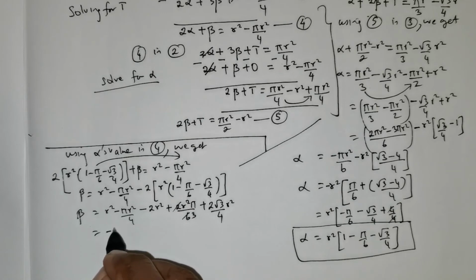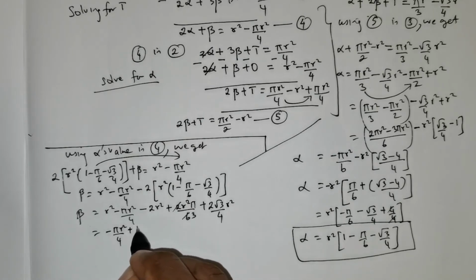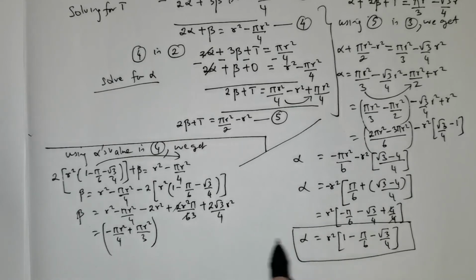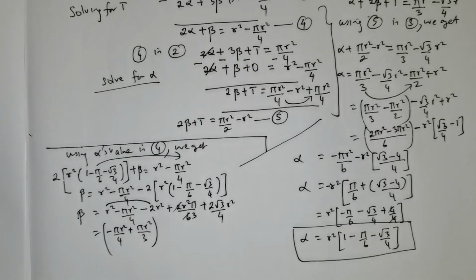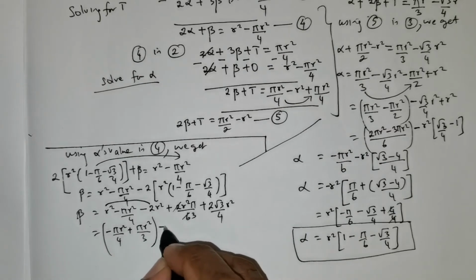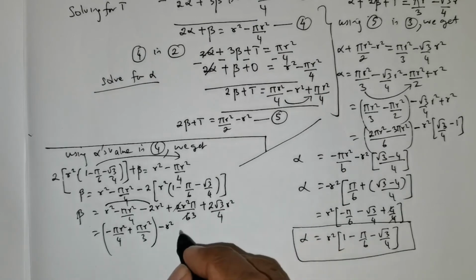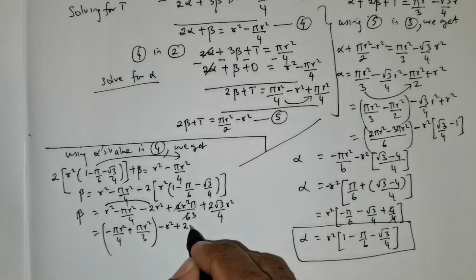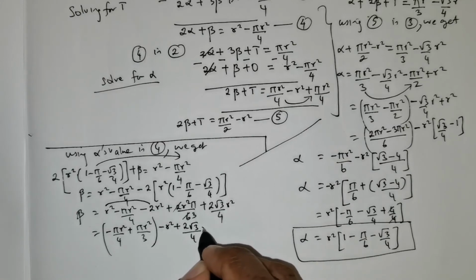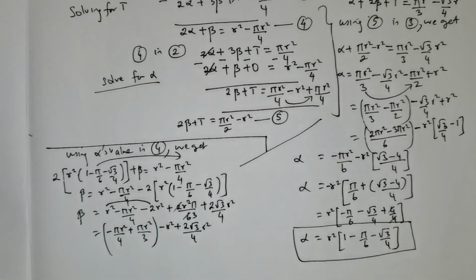So just clubbing the quantities: negative pi r squared over 4 positive pi r squared over 3. Let this be one quantity. Now 2r squared and negative 2r squared can be added, so that would give me negative r squared. And I have positive 2 times root of 3 divided by 4 times r squared.